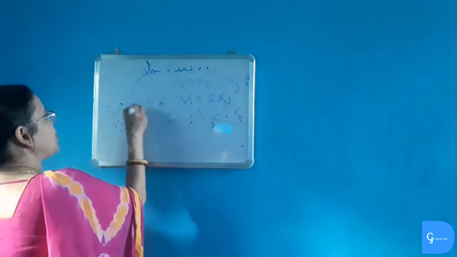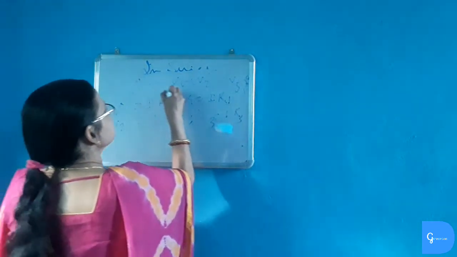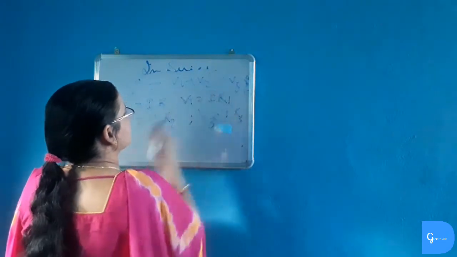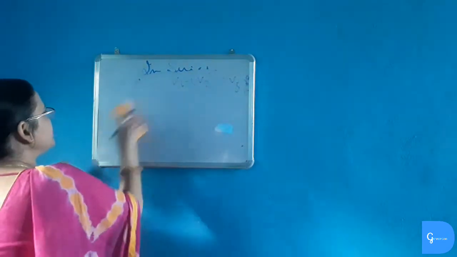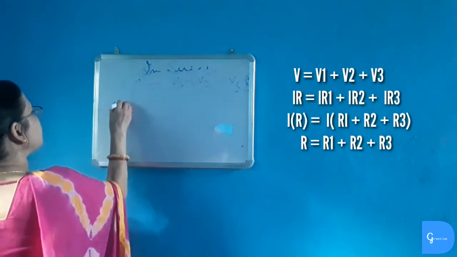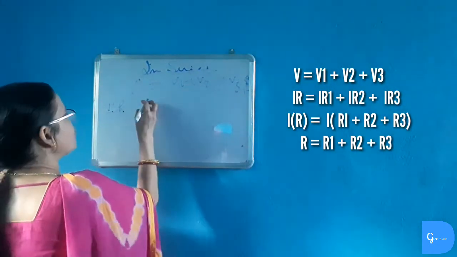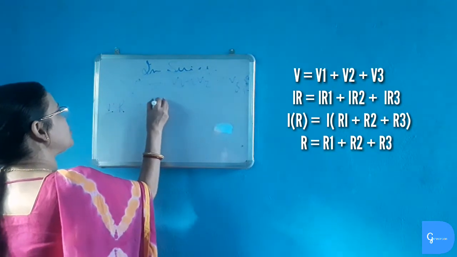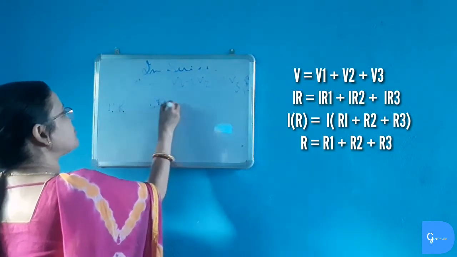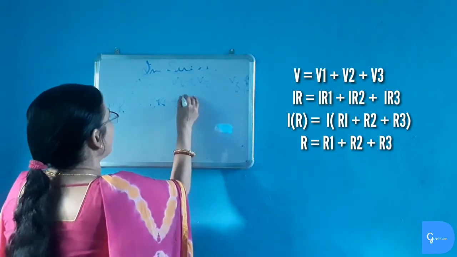So now we will put these values in this equation. V is equal to V1 plus V2 plus V3. V is equal to IR, the current flowing in the circuit times the resistance. V1 is equal to I into R1 plus V2 is equal to I into R2.